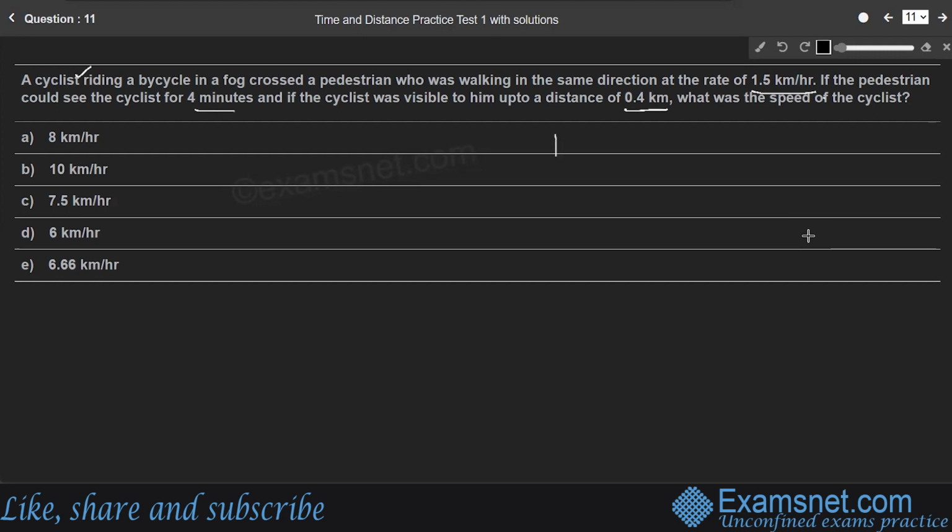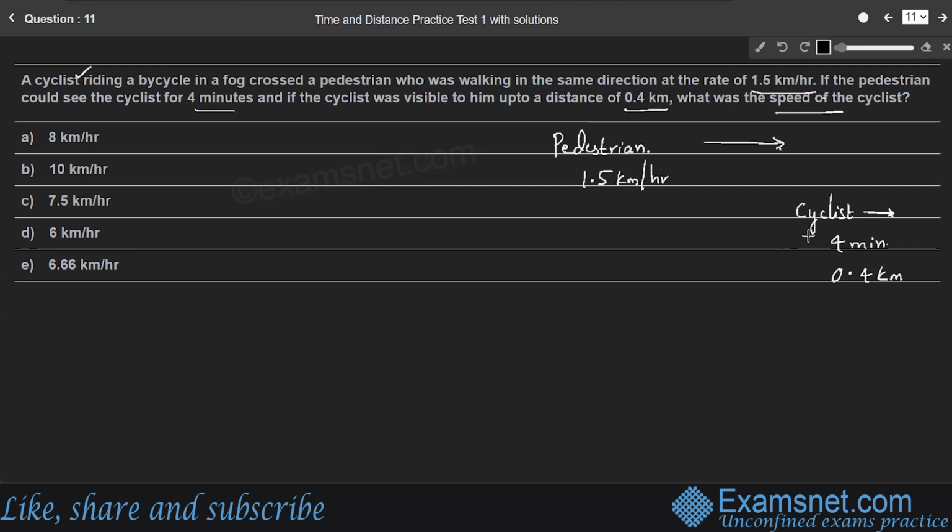Here, a pedestrian is walking. We'll consider the position of the pedestrian somewhere here, who is walking at a speed of 1.5 kilometer per hour, who could see a cyclist for 4 minutes. We'll consider the position of the cyclist somewhere here, who is moving, and the pedestrian could see the cyclist for 4 minutes up to a distance of 0.4 kilometer. Here we need to find the speed of the cyclist.